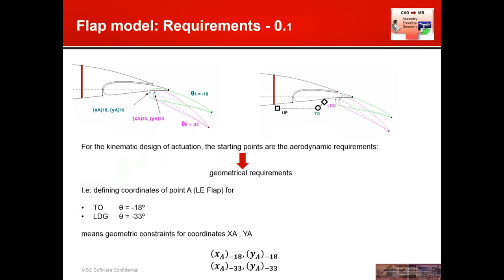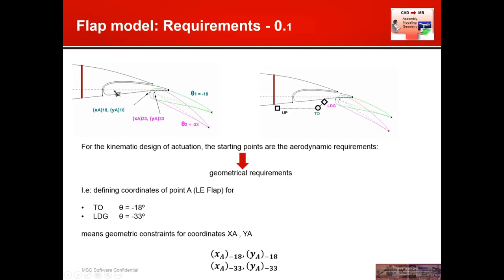We have some requirements. We have to design the flap, and our flap has to move considering the shape of a wing, and we have no authority on the wing. So the wing is defined by the aerodynamic department. We can only decide which is the portion of the wing we can consider with the flap.